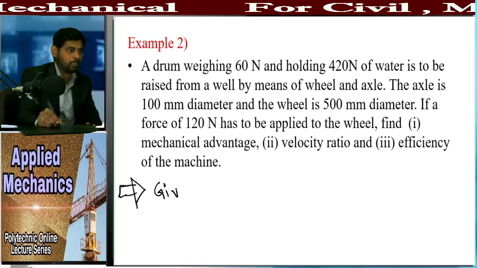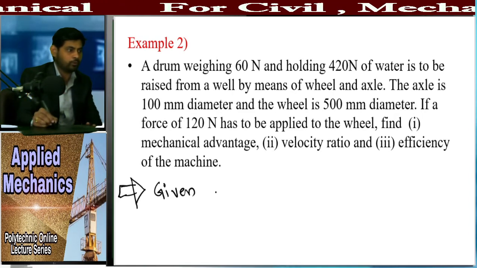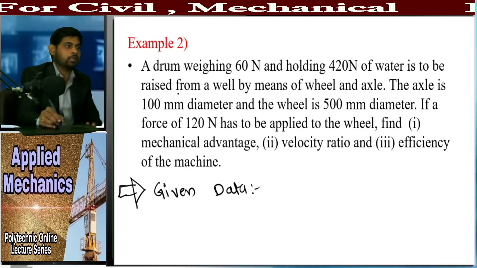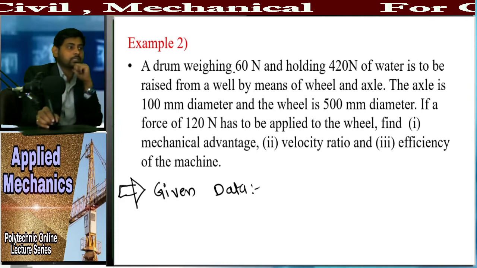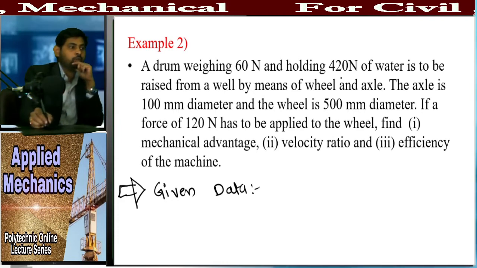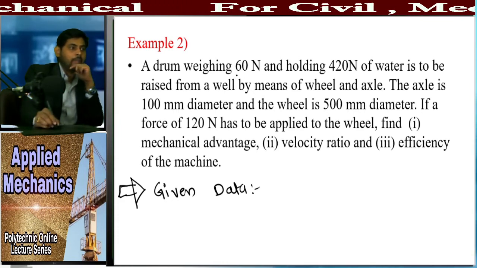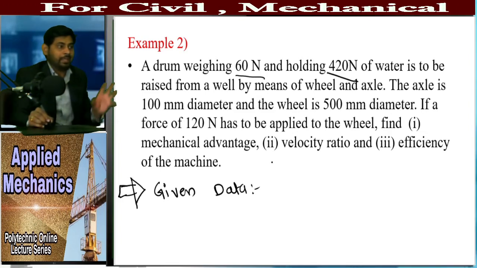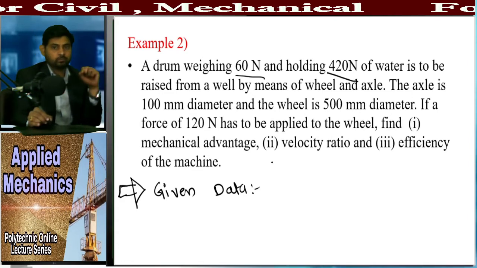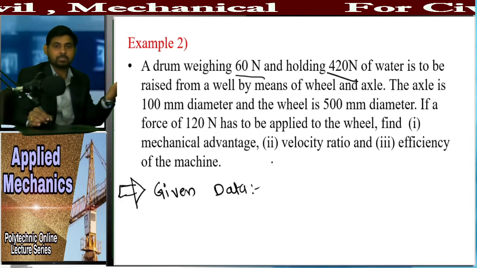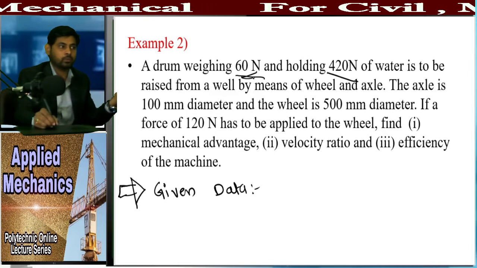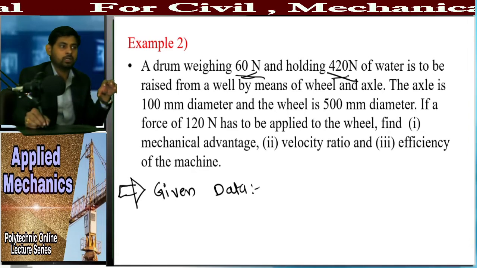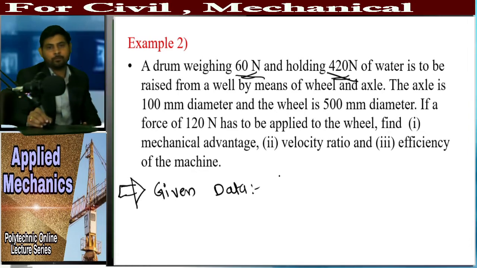This problem will be a little bit complicated for you. So what is the given data? Now here see, a drum weighing 60 Newton and holding 420 Newton of water. So we have two loads here. We are given one drum, and in that drum there is also water. So that drum has its self weight, that is 60 Newton, and the water it is carrying is 420 Newton, right?